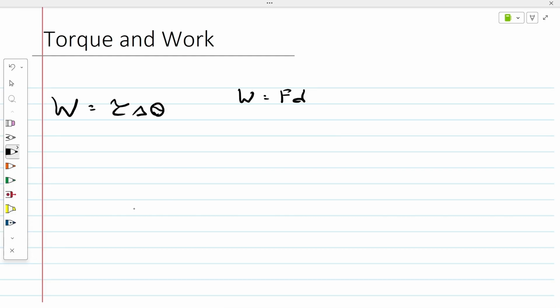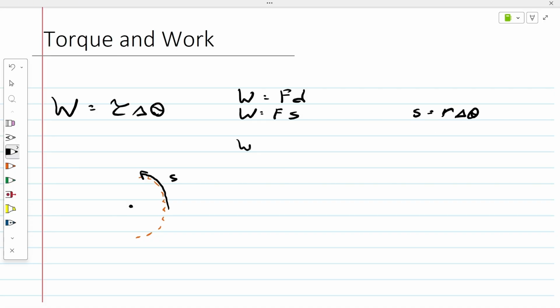But when we have a rotating object, let's say it's rotating around some point, this distance equals the angular or the arc length around here. So we can actually say this work equals the force times, we'll call the arc length S, right? And so what does S equal? Well, we learned previously that S equals the radius times the change in the angle.